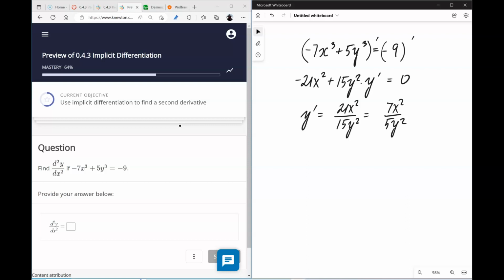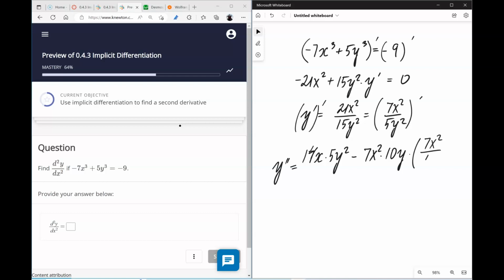Let's differentiate it again. So second derivative will be obtained by differentiating this. So it's derivative of 7x squared, so it's 14x times 5y squared minus 7x squared times 10y y prime, but y prime is 7x squared over 5y squared, and all that divided by (5y squared) squared.